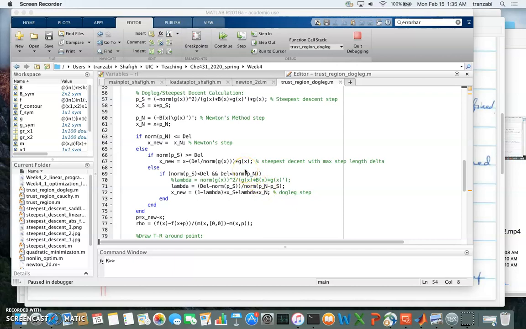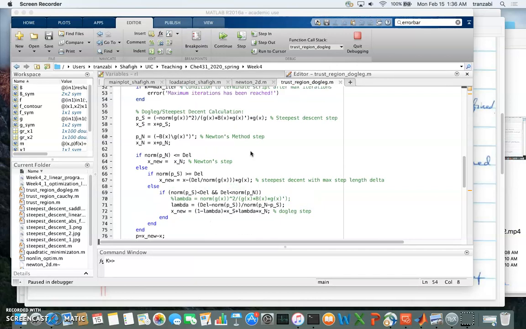Alright, this is part 3 of the trust region method using the dog-leg approach. We talked about how we can solve the problem using the trust region dog-leg method. We talked toward the end that the direction can be a combination of Newton's direction and steepest descent direction, depending on the size of these directions.